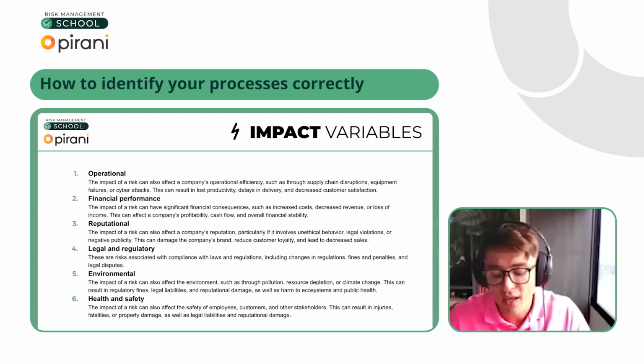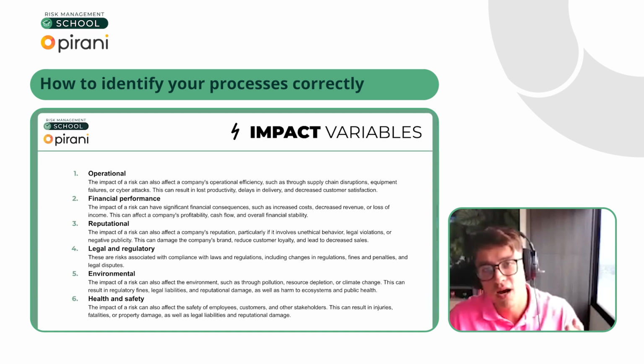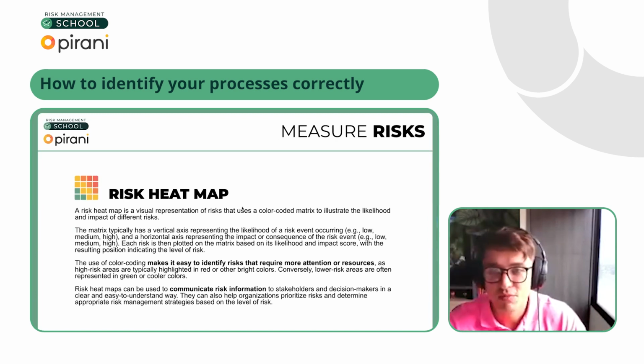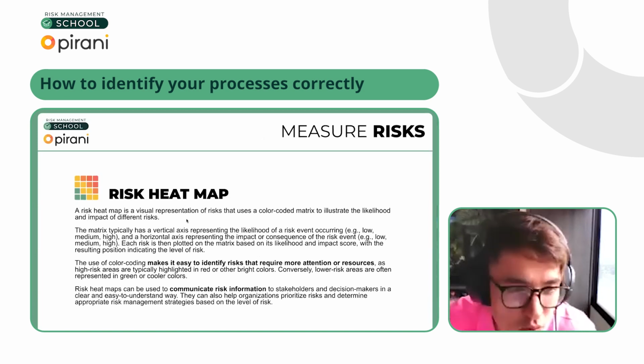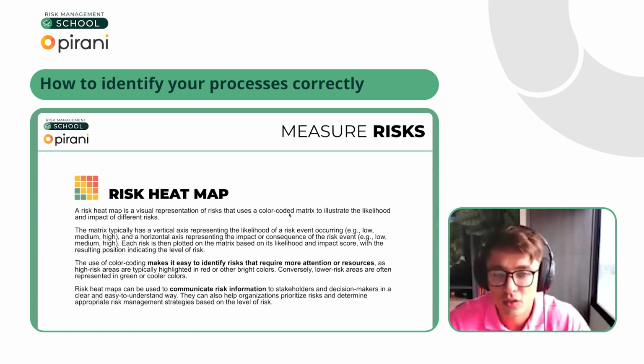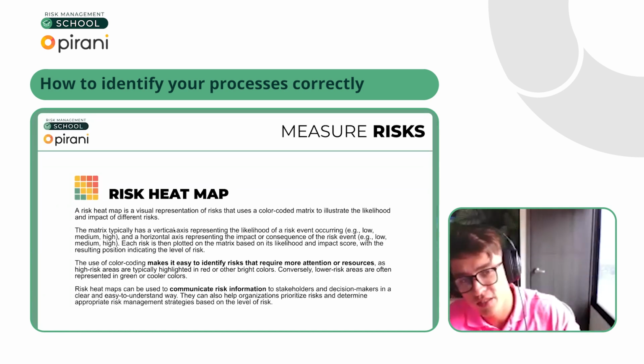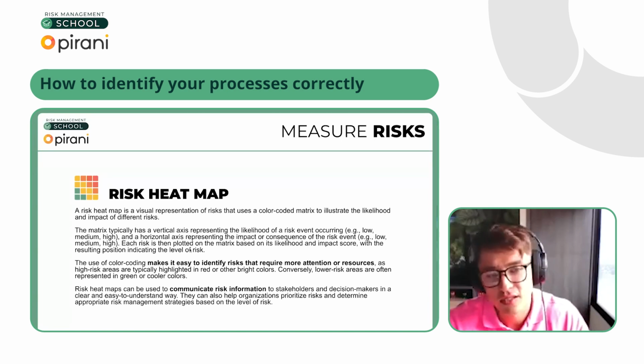And once we take into account the likelihood and the impact, there is a very well-known asset in risk management, which is the risk heat map. The risk heat map is a visual representation of risk that uses a color-coded matrix to illustrate the likelihood and impact of different risks. The matrix typically has a vertical axis representing likelihood and a horizontal axis representing the impact. The use of color coding makes it easy to identify risks that require more attention or resources.